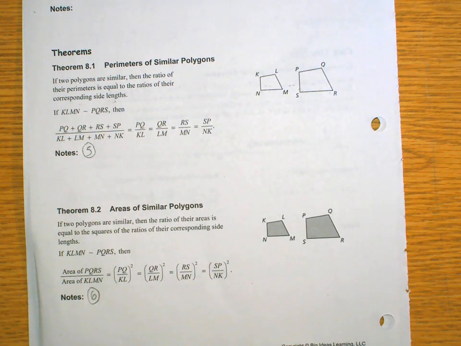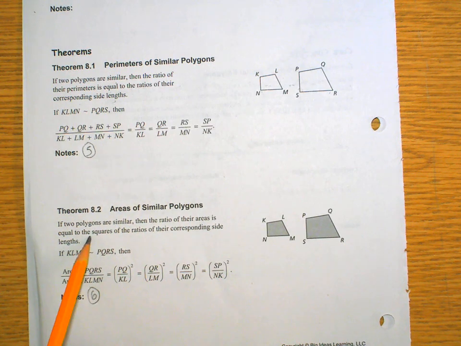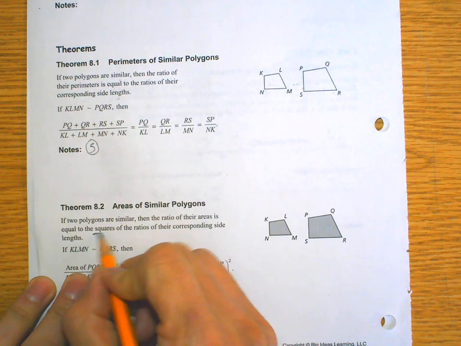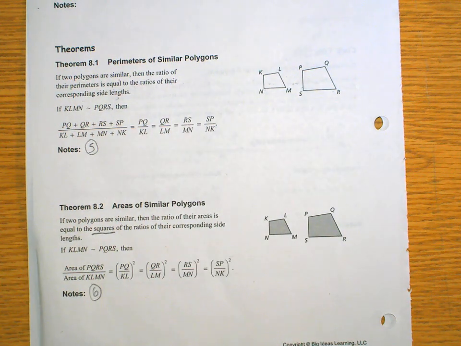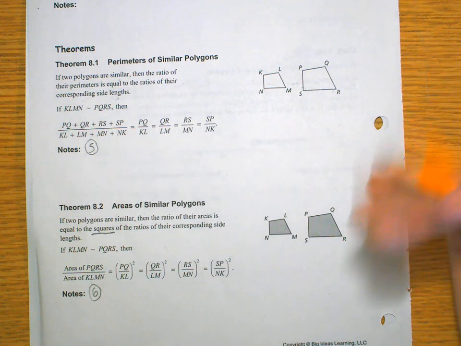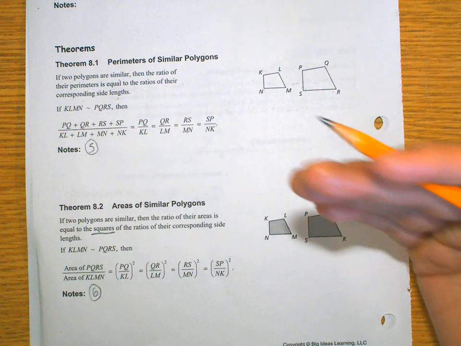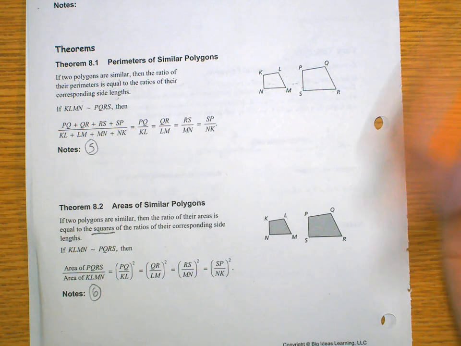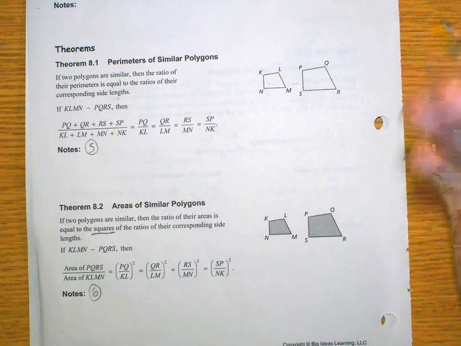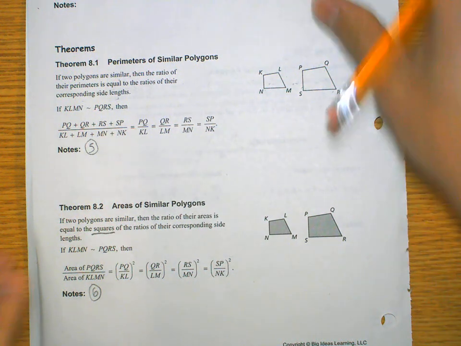Now, for the area of similar polygons, if two polygons are similar, then the ratio of their areas is equal to the squares. That's the key word. Squares of the ratios of their corresponding side lengths. So notice that this is going to be the ratio of the areas. It's not necessarily going to tell you what the area of one polygon is, but you can use it to figure out what the potential area would be, which is what we're going to do in the following problems. So let's begin.